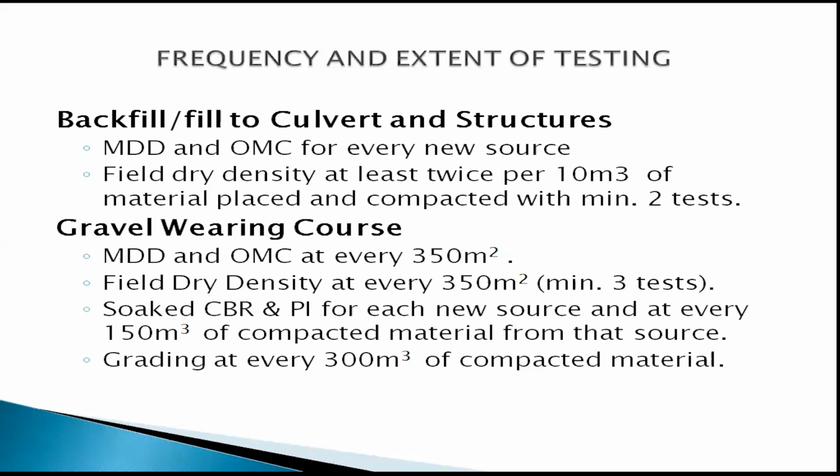Soaked CBR and PI for each new source, and every 150 meters squared of compacted material from that source should be determined. And we also have to determine the grading at every 300 meters cubed of compacted material.